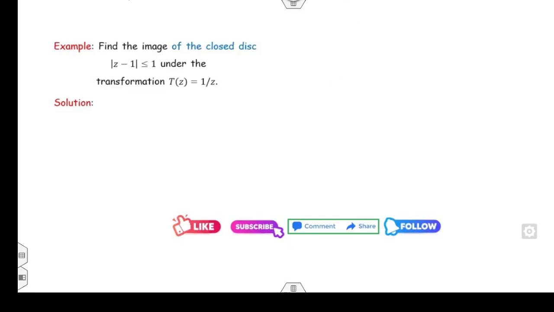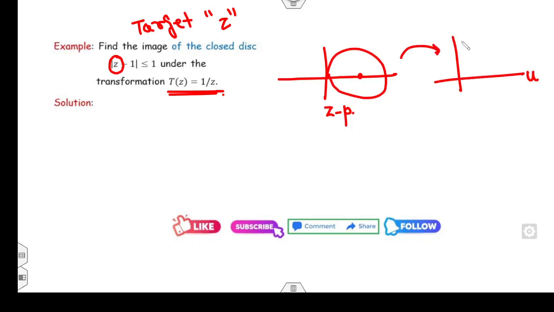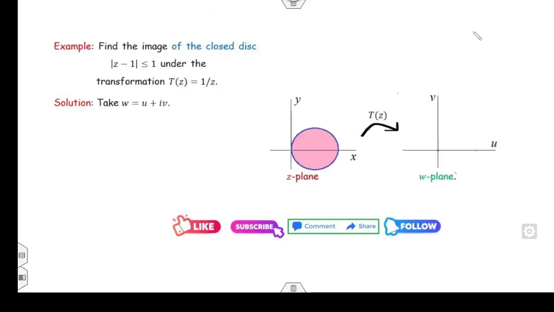Okay, look at this another one. Again, your target is to find the value of z from the given equation. Again, it's the equation of a circle with center 1 and radius 1. So that is the graph in the z plane, and your target is to find the region in the uv plane. So what is the value of z we have obtained? 1 over w. I can substitute it in the given equation.